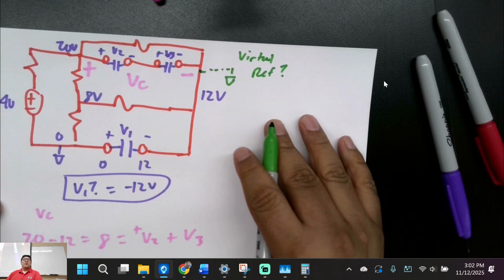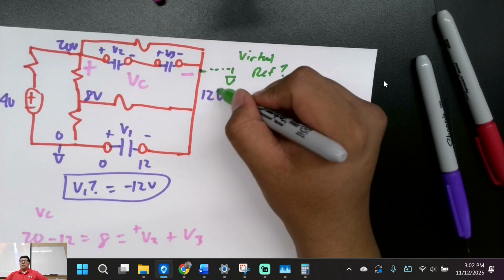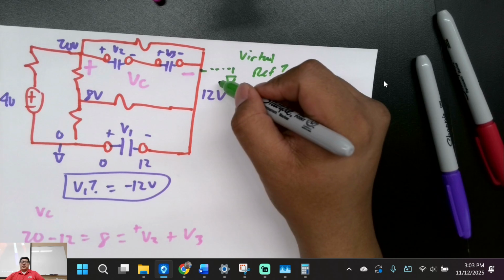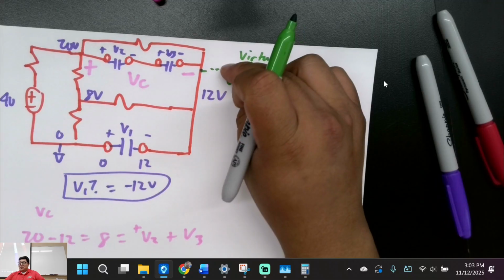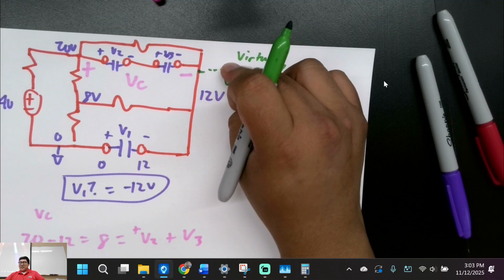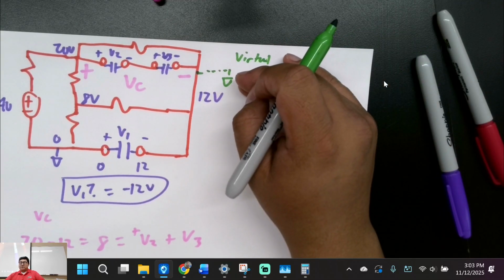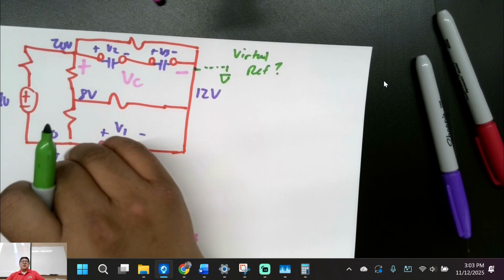It's just to help us mathematically, right? If I force this 12 volts to 0, now this is our new 0 volts. So I'm putting ground over here, and this 12 is now 0. So what does that mean about everything else? Everything also goes down by 12, right?